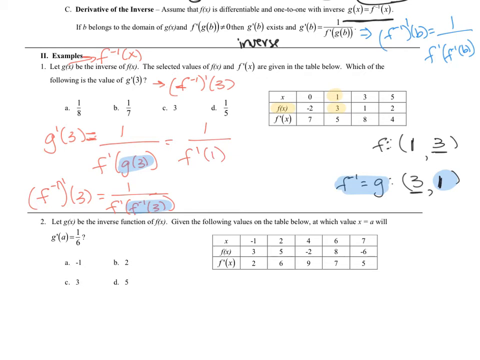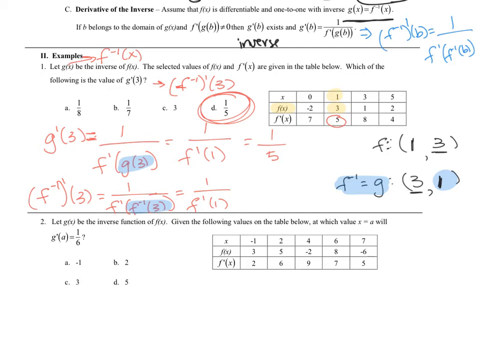I now get to evaluate f prime of 1. Same thing down here: f inverse of 3 is 1. Either way, I have to evaluate f prime of 1. All right, so f prime of 1 is 5. My derivative of the inverse function at 3 would be 1 over 5.